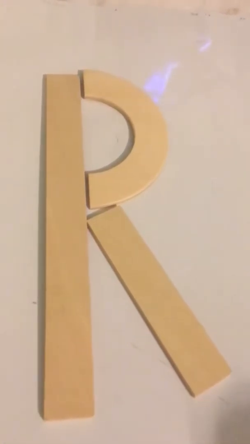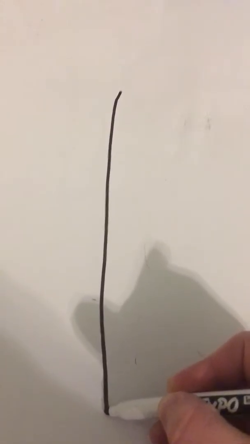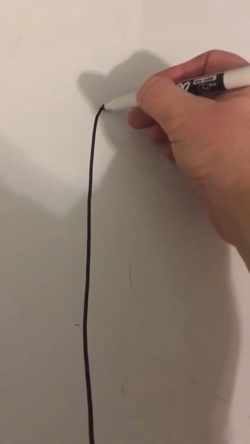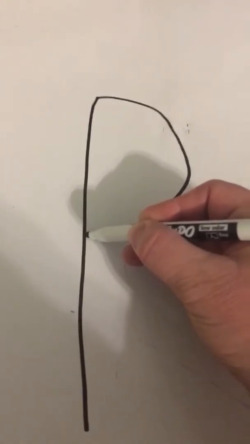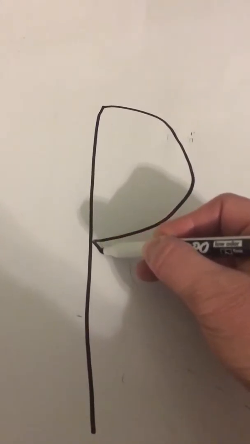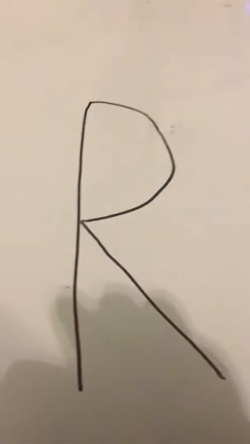Rabbit. R. We make our letter R with big line down. Frog jump up. Little curve to the middle. Stay there. Don't lift your hand. Stay there and slide down. Little line that slides. Letter R. Rabbit.